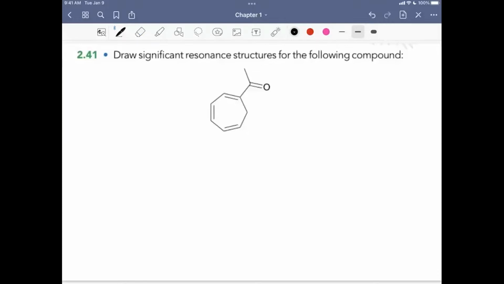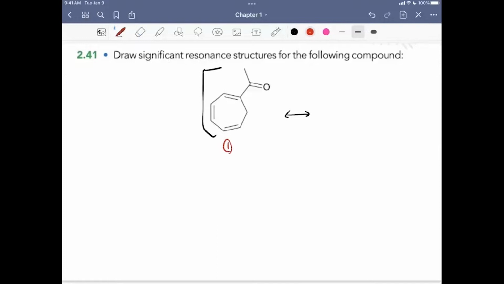So let's get started. This one asks to draw the significant resonance structures for this following compound. So let's use this compound as our first resonance structure. Again, this is resonance structure number one. Even though we didn't change anything, this shows up in nature with the other structures that we're about to check out. So let's make our double-headed arrow and see what we can do.